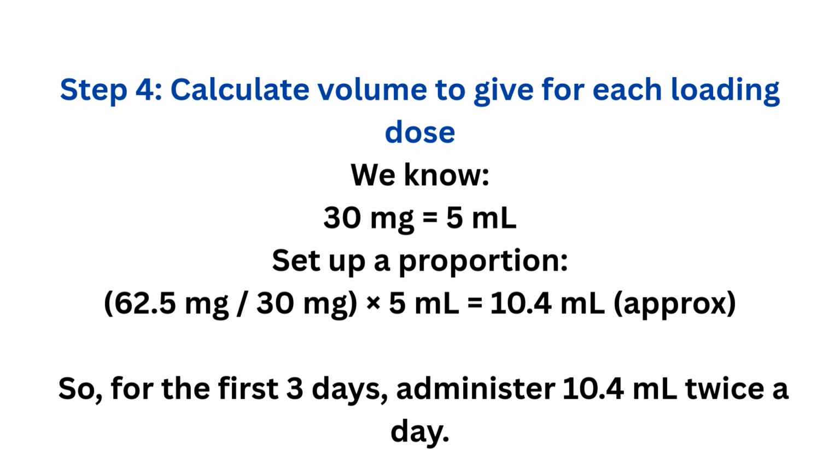Step 4. Calculate volume to give for each loading dose. We now need to convert the dose in milligrams to milliliters using the drug concentration. We know that 30 mg of phenytoin equals 5 ml of suspension. To find out how many milliliters are needed for 62.5 mg, we set up a proportion, 62.5 divided by 30, then multiplied by 5. That gives us 62.5 divided by 30 times 5 equals approximately 10.4 milliliters. So, for the first 3 days, you should administer 10.4 milliliters twice a day.